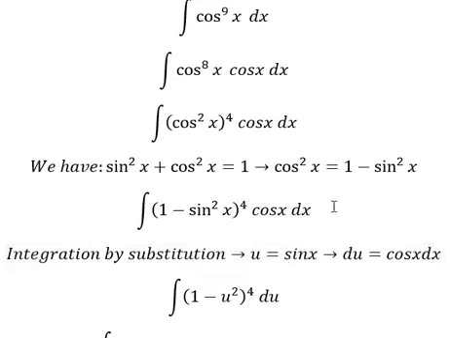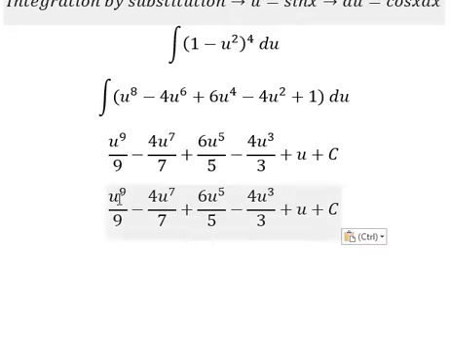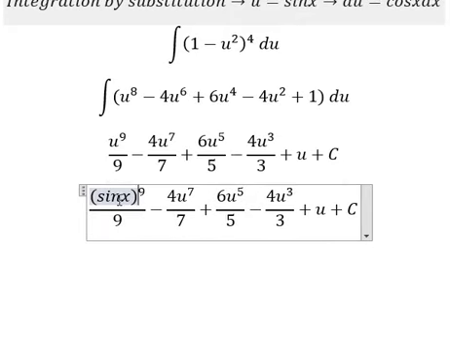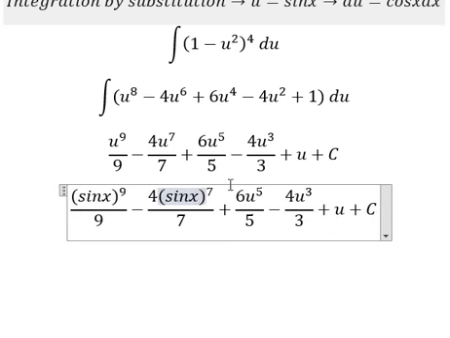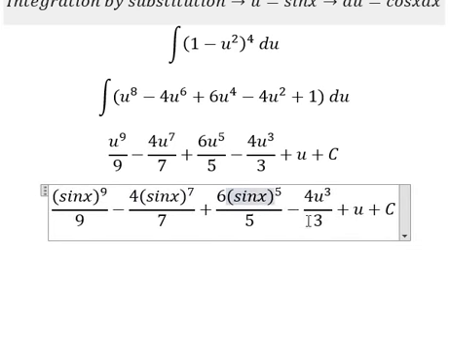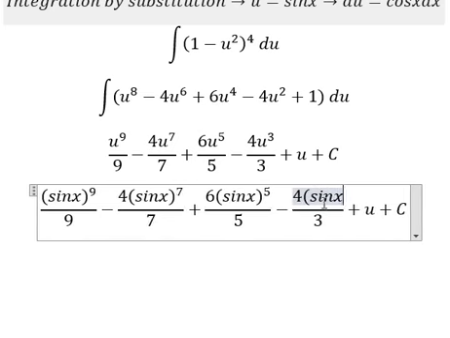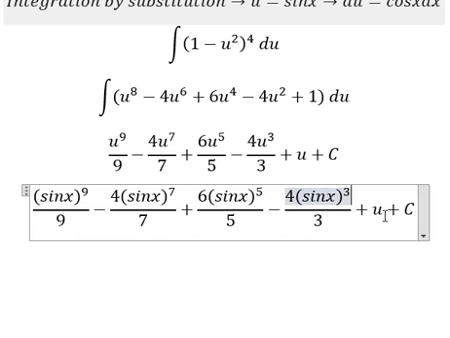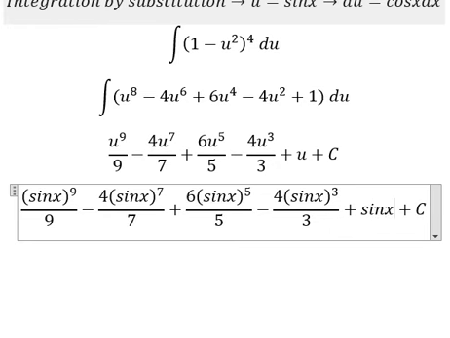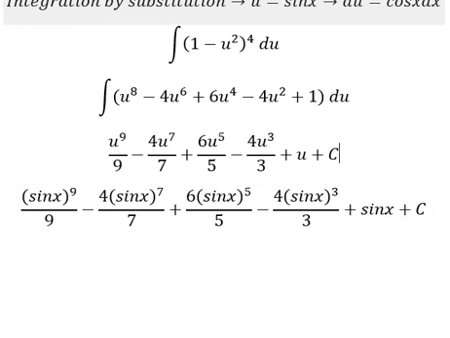U is sine x. And this is the final answer.